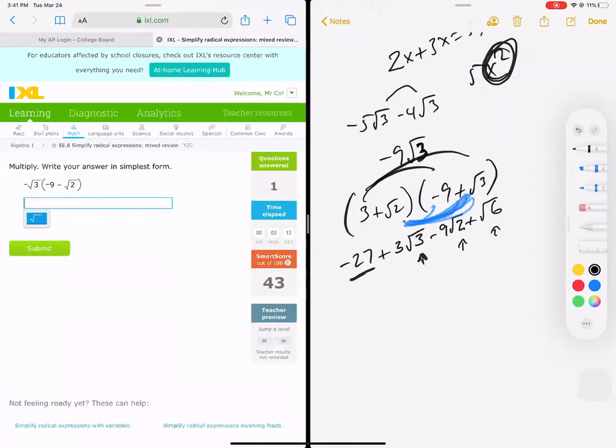Okay, same thing happens here. We're going to multiply negative square root of 3 times negative 9 and square root of 2. So it becomes a positive 9 square root of 3 plus a square root of 3 and square root of 2 become a square root of 6 because they're both square roots. Now can I combine the square root of 3 and the square root of 6? Nope. So we're done. That's it.